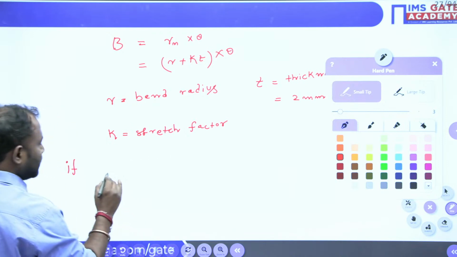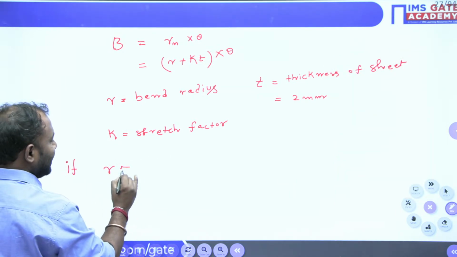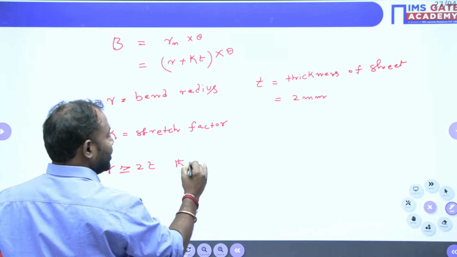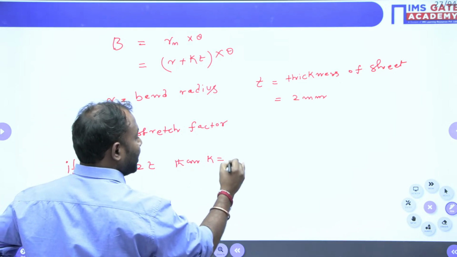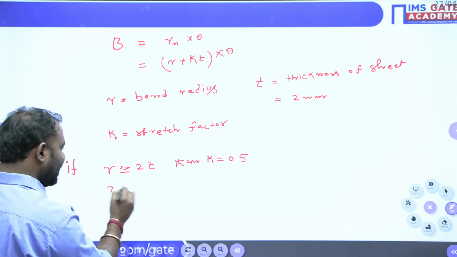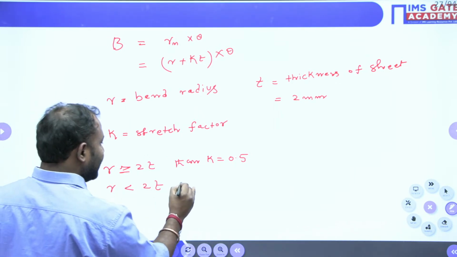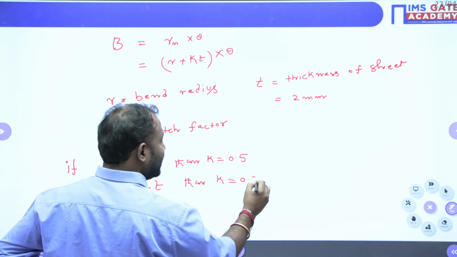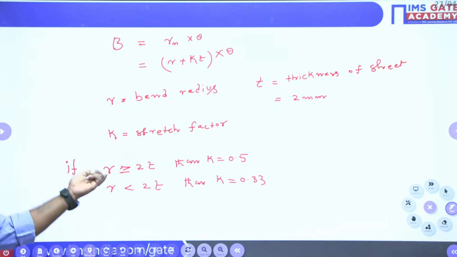If small r is greater than or equal to 2t, then your k will be 0.5. Now, if r is less than 2t, then k is equal to 0.33. Now, let's check this condition.